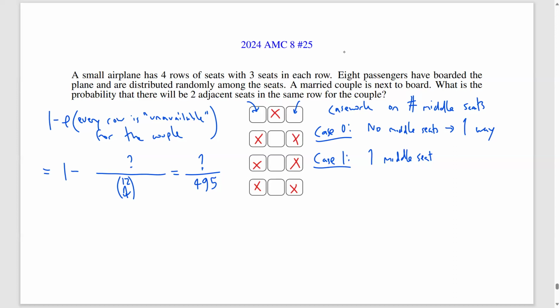Now remember, this only considers the case where the top row middle seat is taken, so we need to multiply our result by 4. So overall, we get 4 times 2, 8 ways to choose 8 seats on this airplane such that exactly one middle seat is taken and the couple cannot sit next to each other.